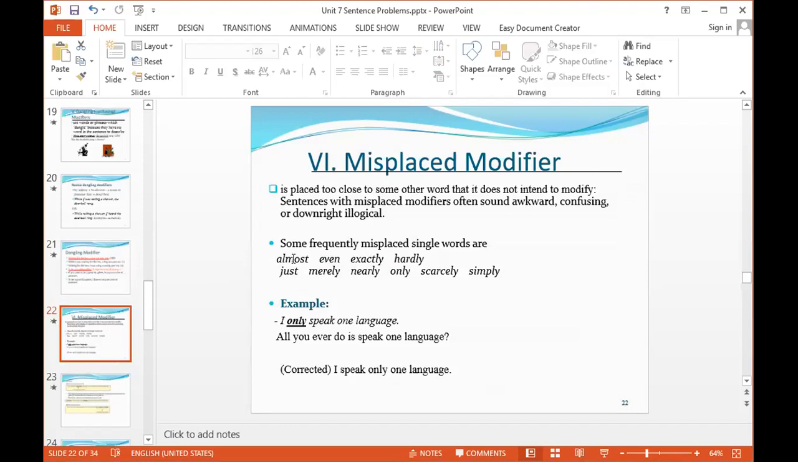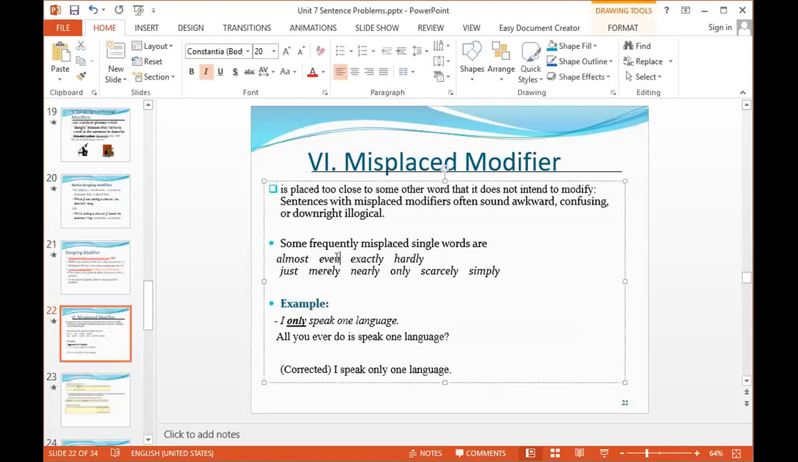Or the way we use some adverbs here like almost, even, exactly, hardly, merely, nearly, only, and so on. These adverbs can make people feel confused. Example, here: I only speak one language. What do you want to say here? I only speak one language. Or I just say one more here.